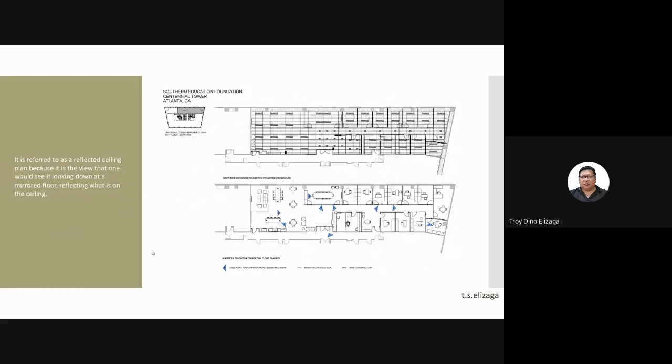So it is referred to as a reflected ceiling plan because it is the view that one would see if looking down at a mirrored floor, reflecting what is on the ceiling. So imagine the floor plan, except that the floor is made of mirror. So what you see there is the ceiling, except that again, everything else which is not part of the ceiling is not reflected. So going back to this example, the tables and the chairs are not shown in the reflected ceiling plan. No?